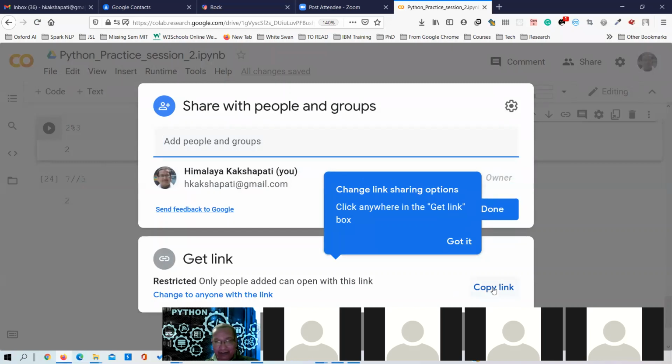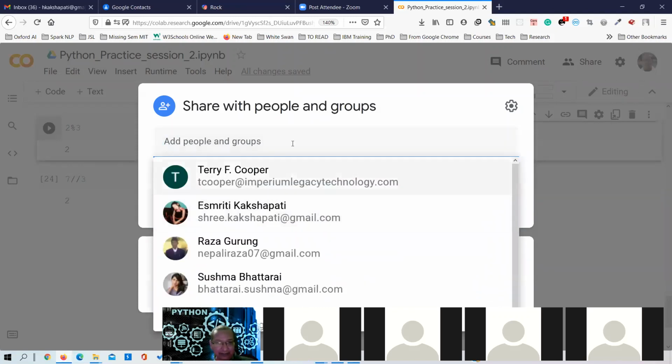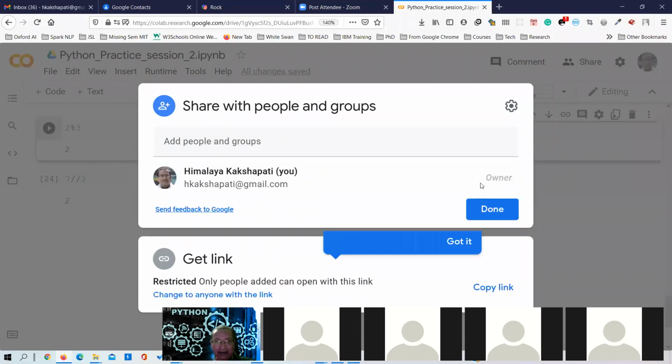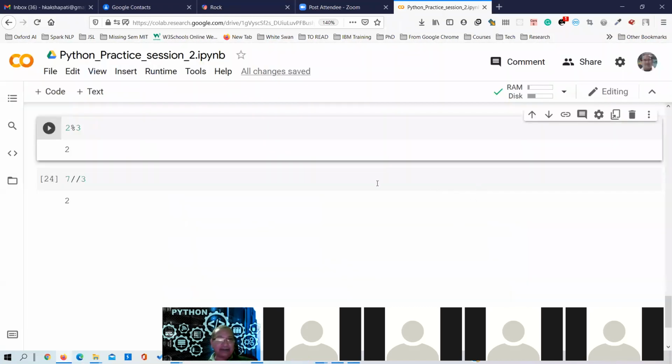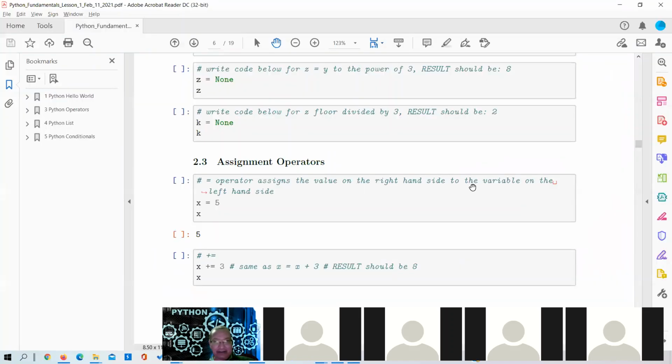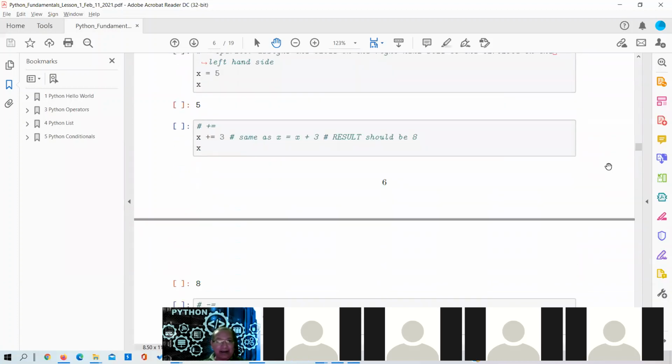You can either copy the link and send me an email, or you can add the email address of whom you want to send it to, and then you can share. If you share with me, that would be great. I'll just take a look, and if there are some issues, I can alert you or give feedback.